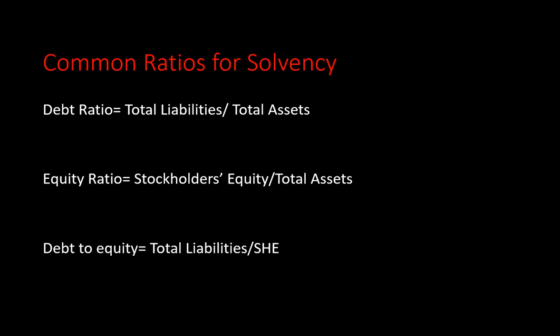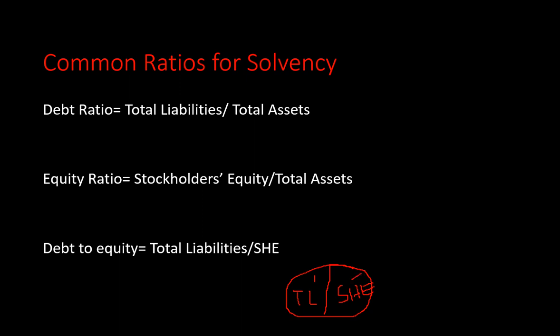So if this is your total assets, you want to know how much of your total assets is funded or financed by your stockholders' equity, and how much of your total assets is financed by your liabilities. Liabilities plus equity will always be equal to your total assets. This is actually your debt ratio, and this one is your equity ratio.